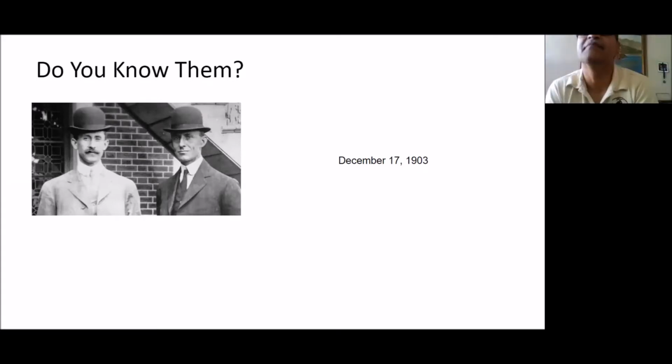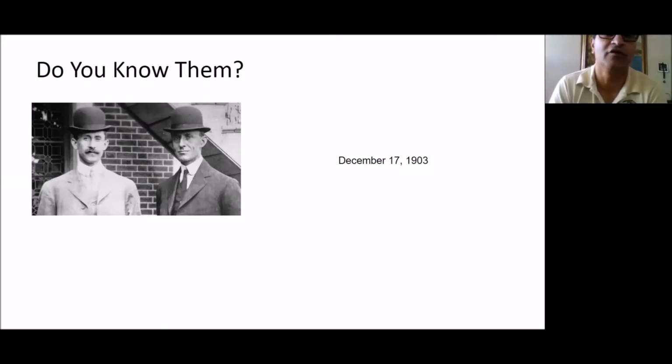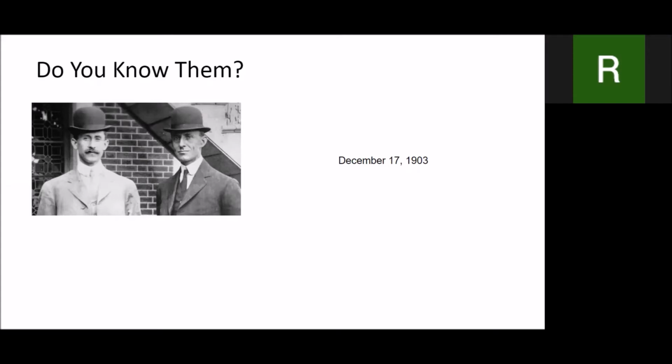Exactly. Creating something that was not there before. That's an invention, right? A completely new thing. So what's a discovery then? Finding a thing which already exists. What's an example?